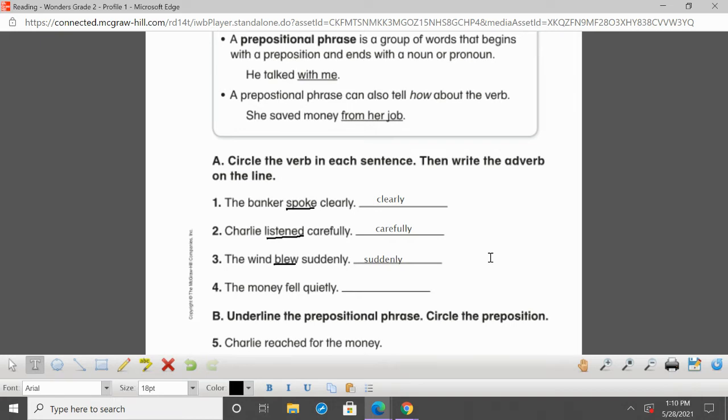Yes, you should have yelled out fell. That is our verb. And what word here is describing how the money fell? How did the money fall? It fell what? Shout it out. Yeah, it fell quietly. So that is our adverb here. It fell quietly. So those are our adverbs. And I do want you to notice that all of them actually do end in that ly. So that's a trick that you can look for.